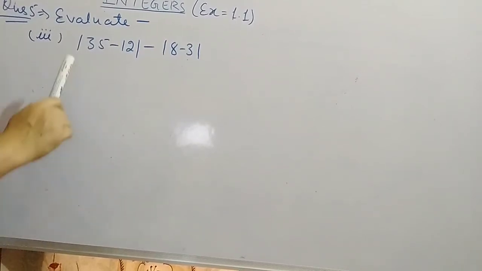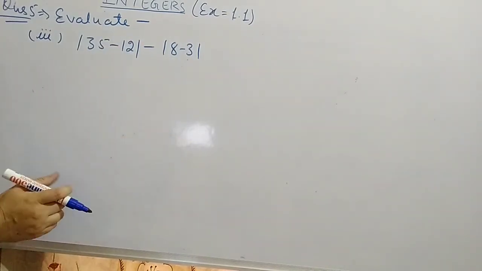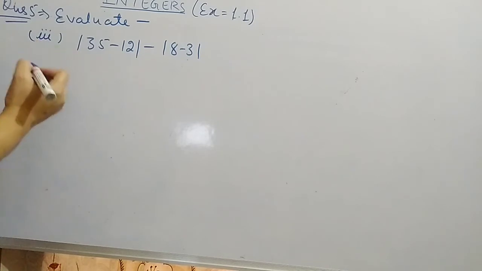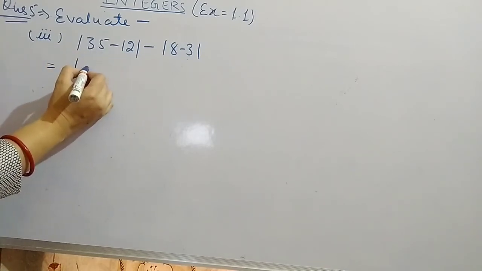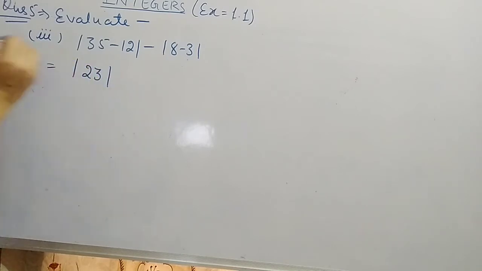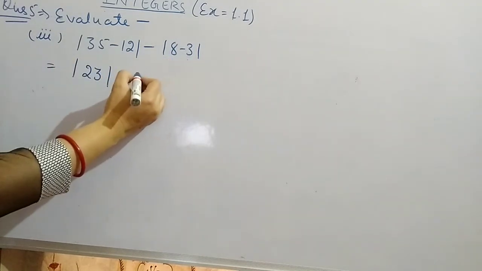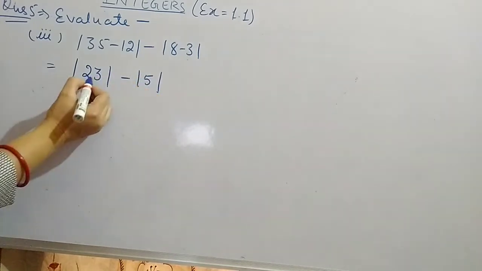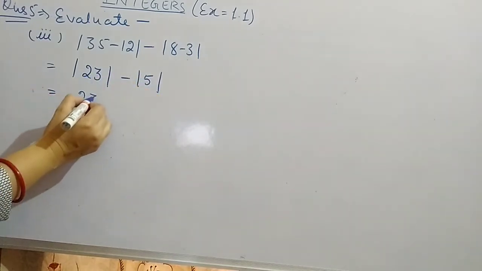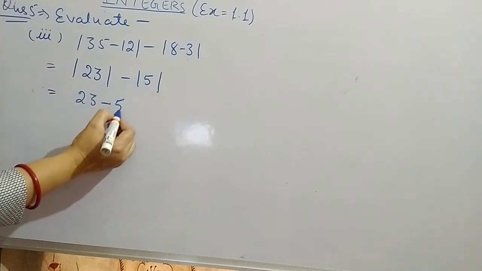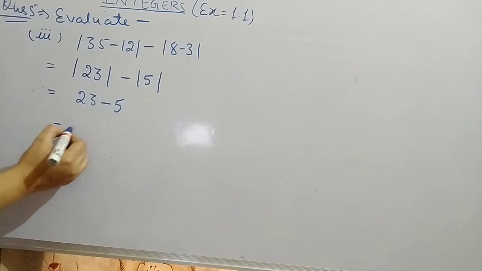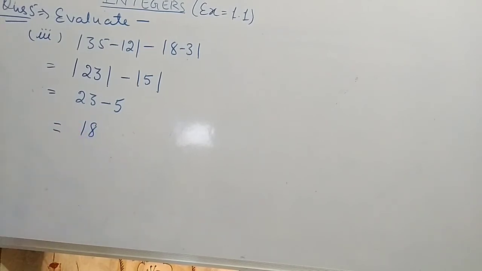Third part, modulus value of 35 minus 12, then minus modulus value of 8 minus 3. So first we will simplify inside this symbol and then we will take the modulus value. So 35 minus 12 is equal to 23. 8 minus 3 is 5. So modulus value of 23 will be 23. This minus symbol as it is. Modulus value of 5 will be 5. So 23 minus 5 is 18. So answer is here 18.